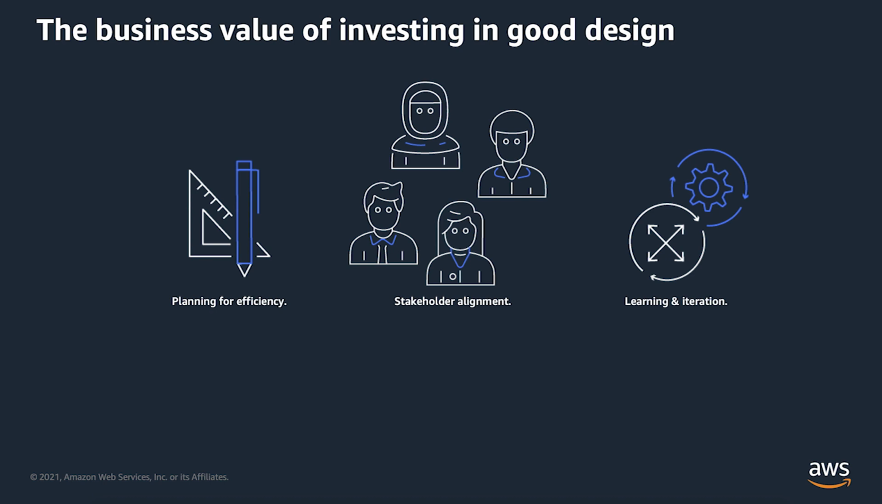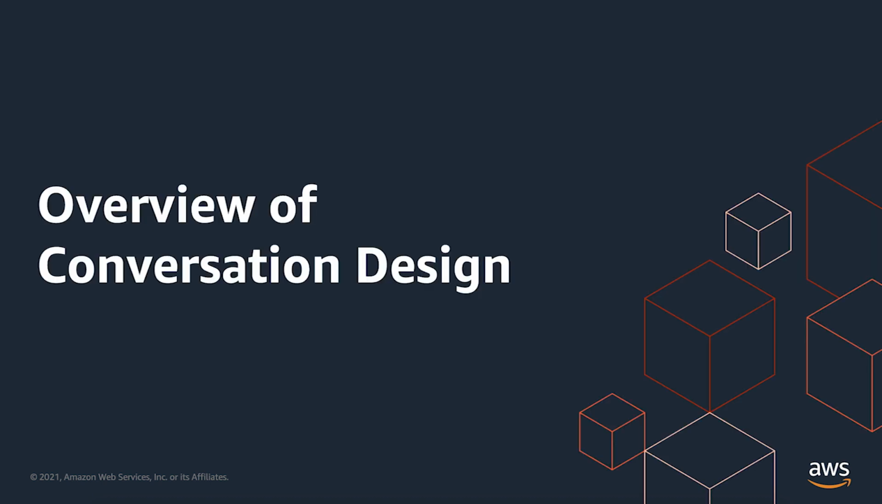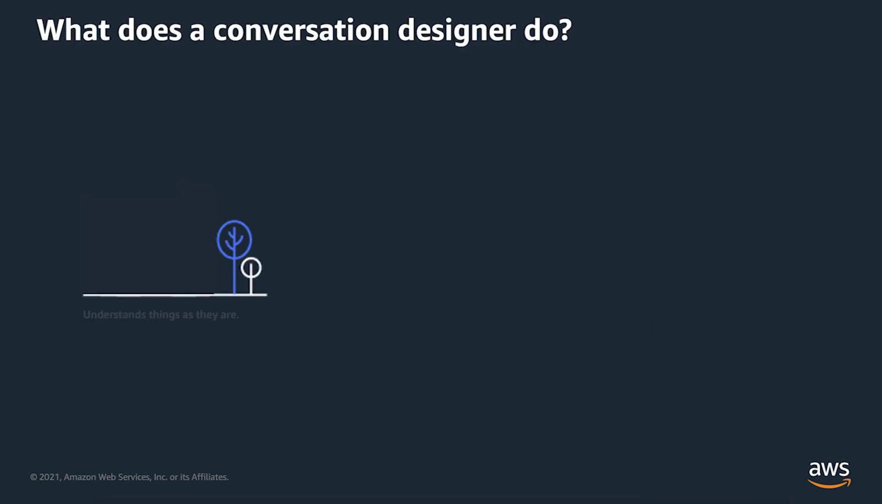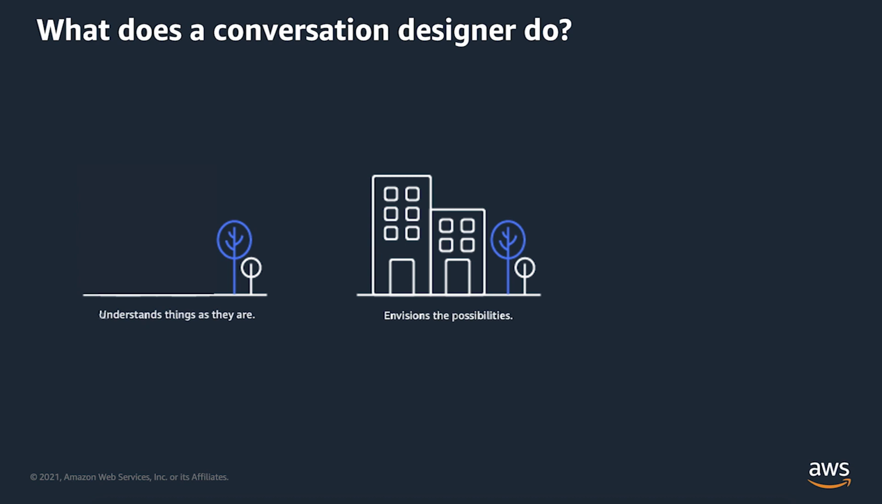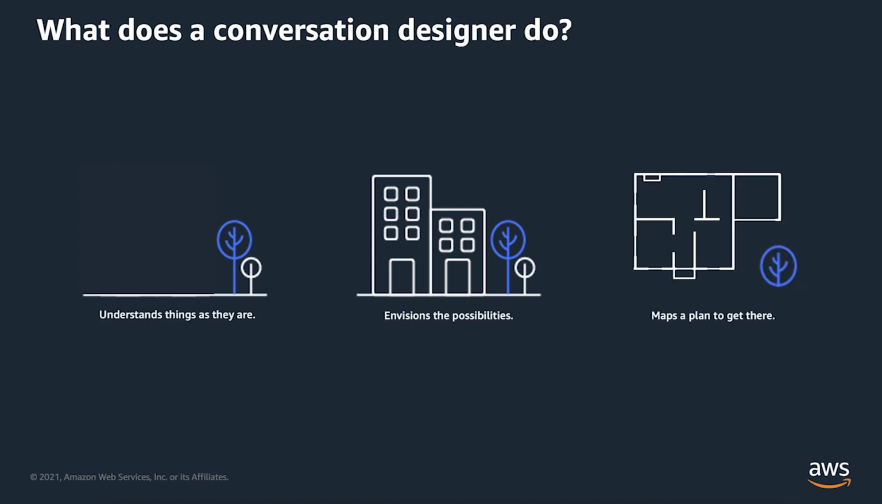So let's start with an overview of conversation design. So what does a conversation designer do? They understand things as they are. How do people speak with these conversational AI applications? We can think about envisioning the possibilities, what things are possible through the technical implementation, and then we can map a plan to get there, combining all of the different pieces of information to build out a plan to drive towards what we want to build for our conversational application.